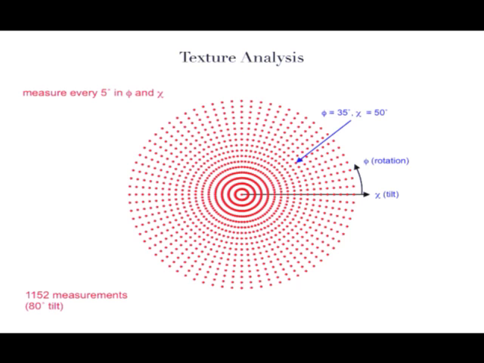If you do that, you measure 1152 patterns. And in each dot, you measure all reflections in the pattern at this orientation. So we get a lot of data. So that's what we can do in a texture measurement.